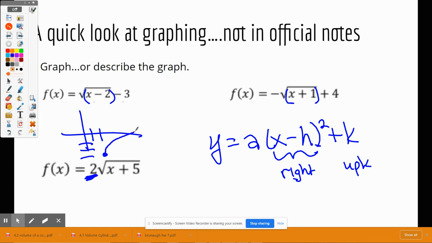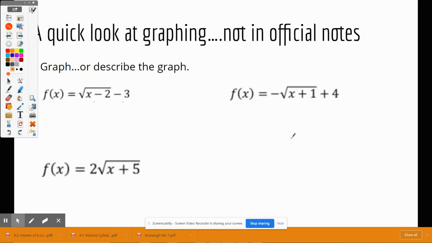And it's going to go up like this because my stretch factor would be over 1, up 1, over 1, up 1, over 3, up 1, over 5, and so on. How about this guy? Well, the starting point of your square root function would be at -1, 4. Stretch factor would be -1 this time, so down 1 over 1, down 1 over 3, and so on, and it would be like that.